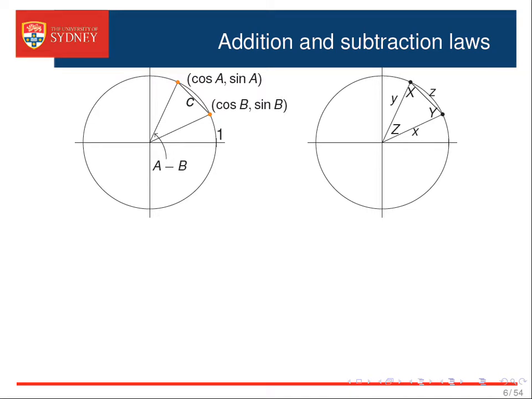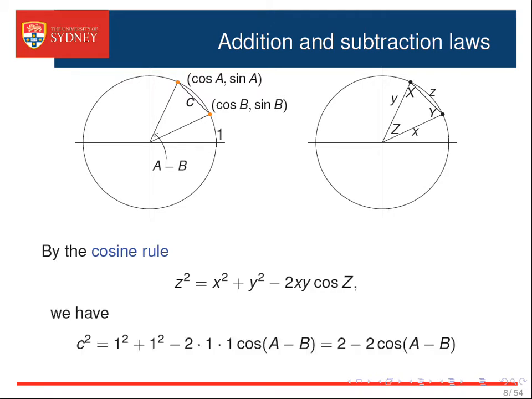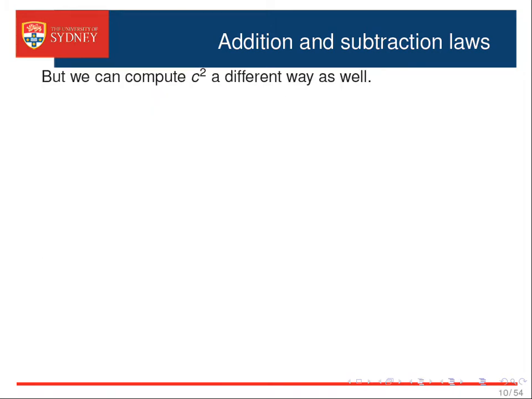In general, in a setup like this, we can apply the cosine rule to calculate the cosine of the unknown angle. This gives a formula for c squared: c squared equals 2 minus 2 cos(A minus B). You should check that you can get this formula as well. So we have a formula for cos(A minus B) in terms of this unknown side C.